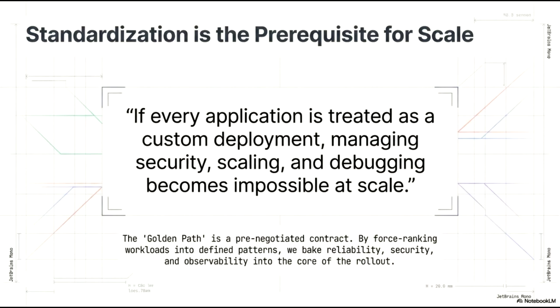Standardization is the fundamental prerequisite for achieving true scale. When every application is treated as a unique, custom deployment, the complexity of managing security, scaling, and debugging becomes insurmountable as an organization grows. To address this, we utilize the Golden Path, a pre-negotiated contract for deployment. By force-ranking workloads into these defined patterns, we inherently integrate reliability, security, and observability into the core of every rollout, ensuring consistency across the entire infrastructure.